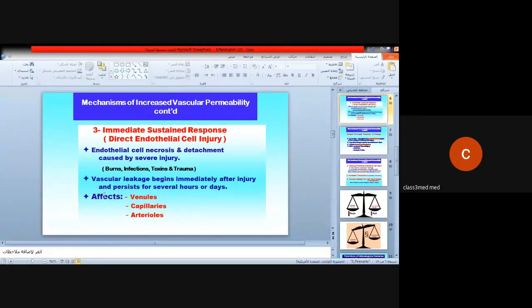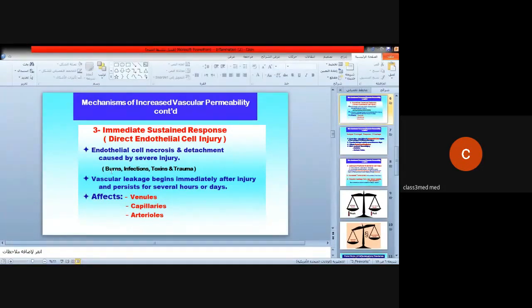And the vascular leak occurs from the walls of venules, capillaries, and arterioles. It means the leak occurs from all parts of the microcirculation. So this mechanism is a more serious mechanism, and may cause the death of the patient because of the loss of fluid, which is the plasma, as in the case of burns.